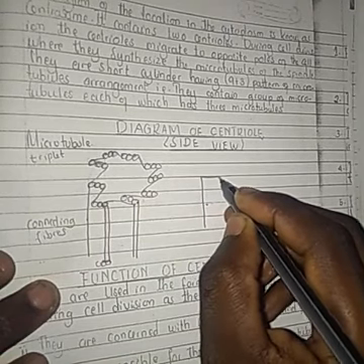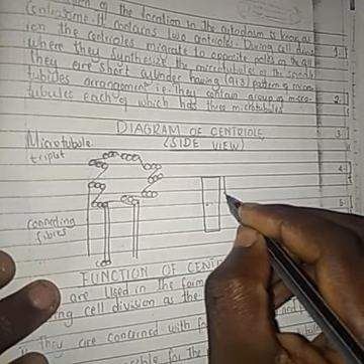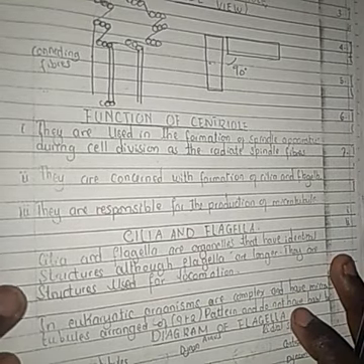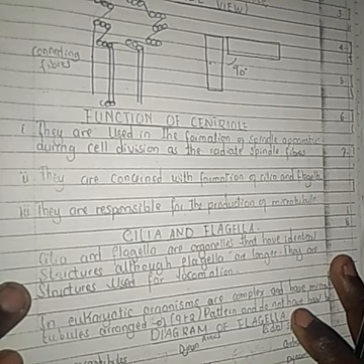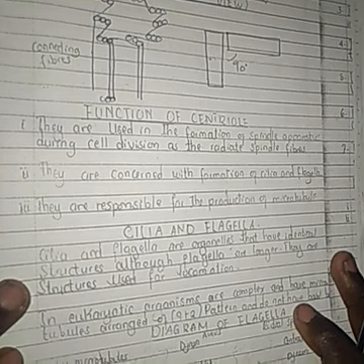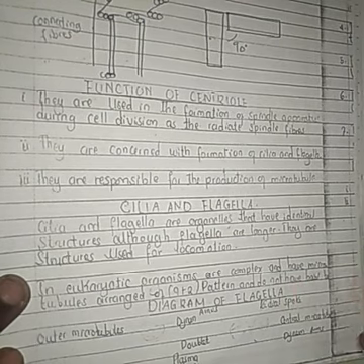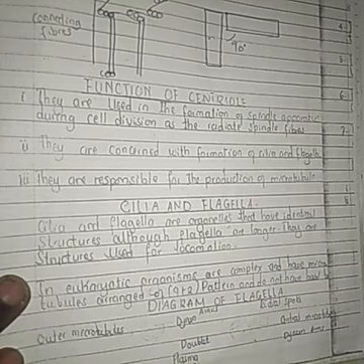As I told you, in the cell their positions are perpendicular to each other. If the position of one centriole is like this, then the position of the other centriole will be like this, and the angle will be 90 degrees. Now the function of the centriole. They are used in the formation of the spindle apparatus during cell division. They are concerned with the formation of cilia and flagella, and responsible for the production of microtubes. The microtubes produced can be assembled to form the basal body of the cilia and the flagella.